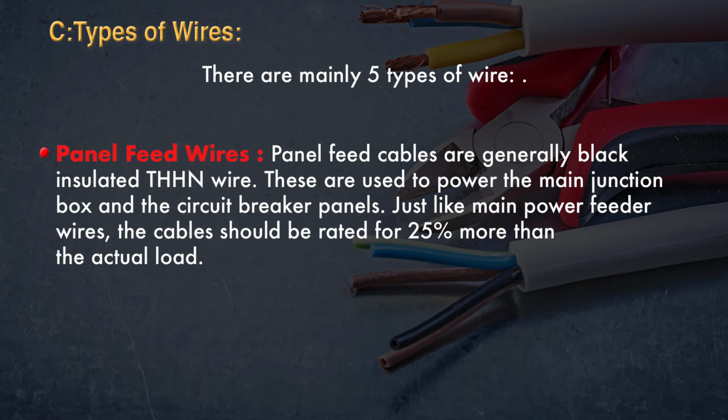The third type of wire is panel feed wires. The panel feed cables are generally black insulated THHN wire. These are used to power the main junction box and the circuit breaker panels, just like main power feeder wire. The cable should be rated for 25% more than the actual load.